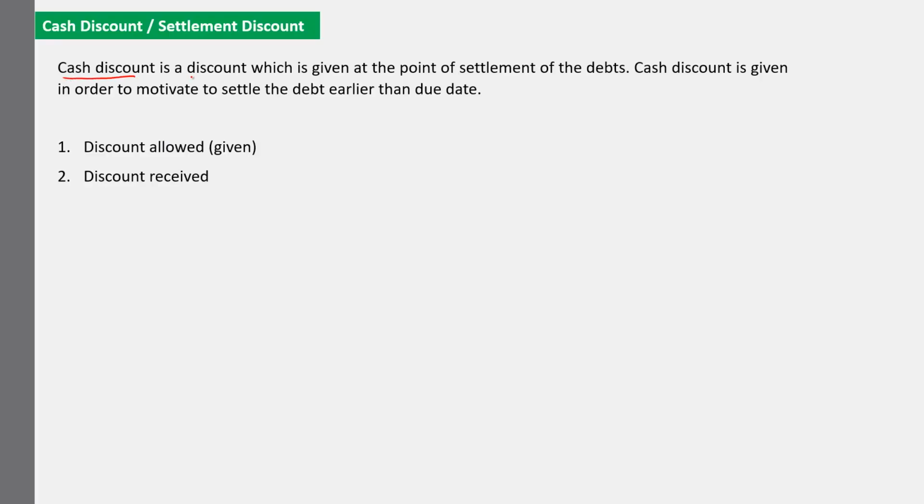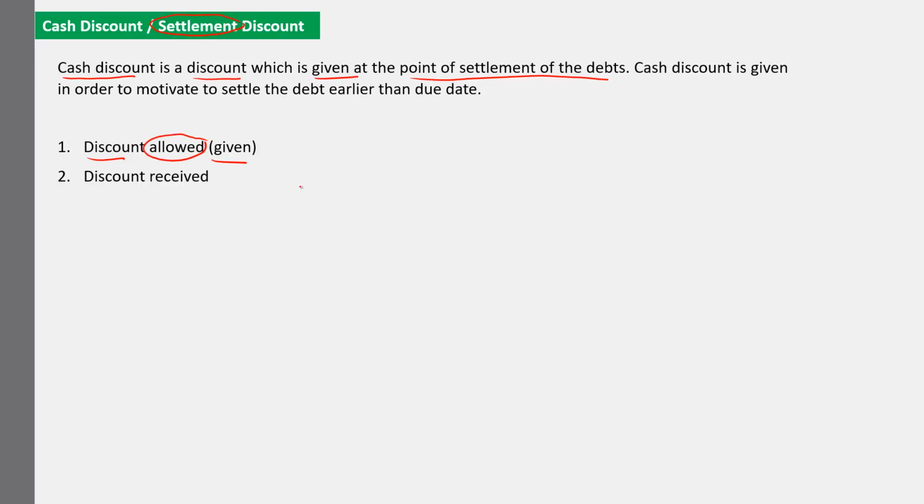Cash discount is a discount which is given at the point of settlement of debt. There is another name that we use for the cash discount. We will call it settlement discount also. When it comes to the cash discount, there are two types that you should know. One is discount given. The accounting term we use for it is discount allowed.